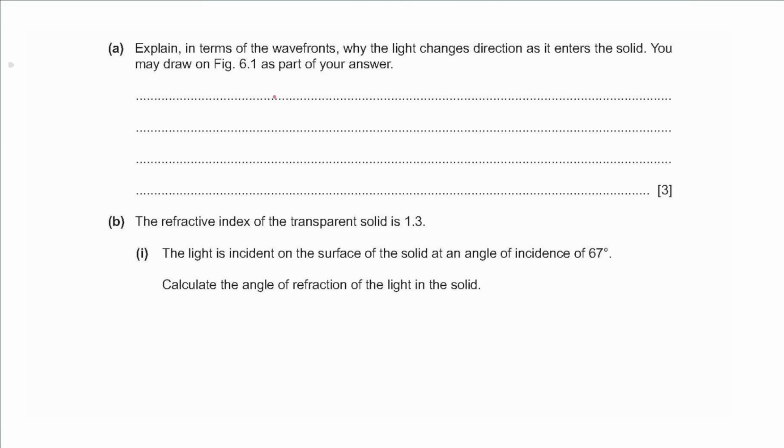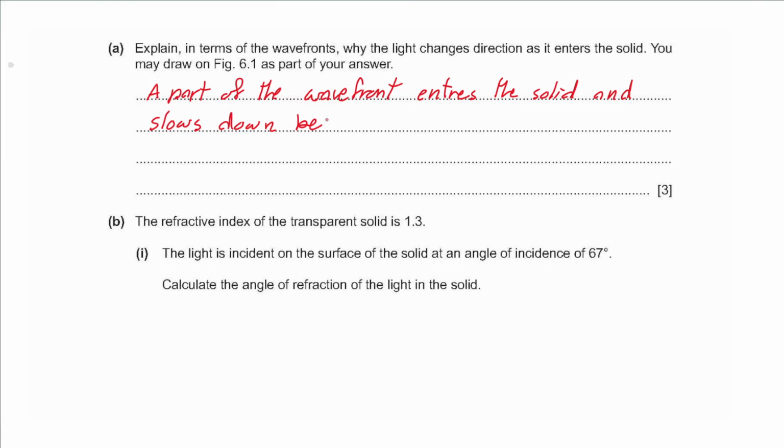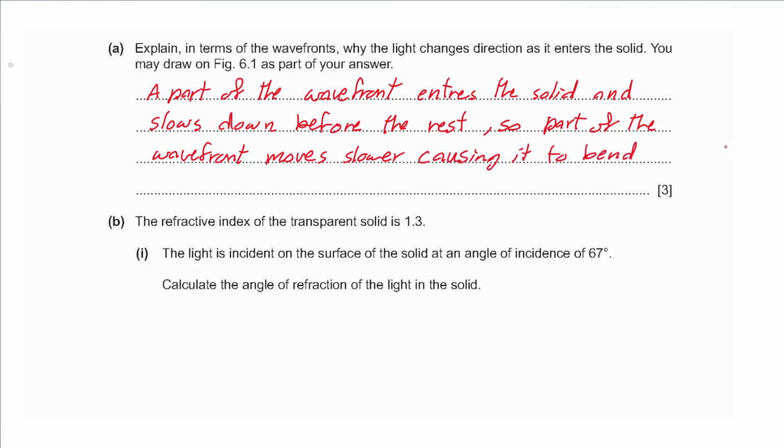We do not need to draw. We just say that a part of the wavefront enters the solid and slows down before the rest. So part of the wavefront moves slower, causing it to bend, because part of the wavefront is moving with a high speed and the other part is moving with a low speed. So this travels a long distance, this travels a shorter distance. So the bending happens at the boundary between the two media.